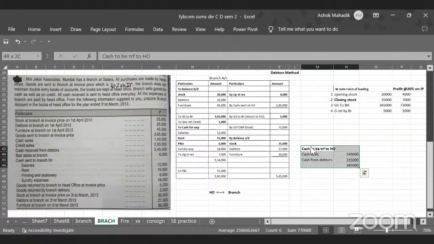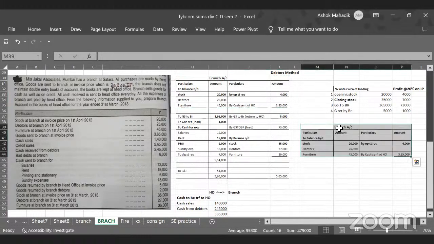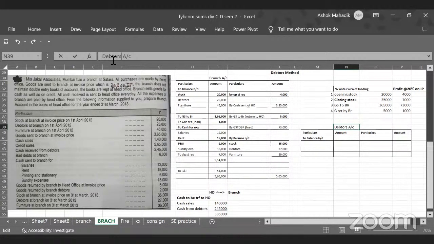Just transfer this working note on the opposite side. So in case you have to make it, it's not at all difficult. What we did in single entry, the same way you have to make our account. Okay, I'll just show you. So I'll change the name here, debtors account. You know where to record opening balance on the debit side and closing on the credit side, right?